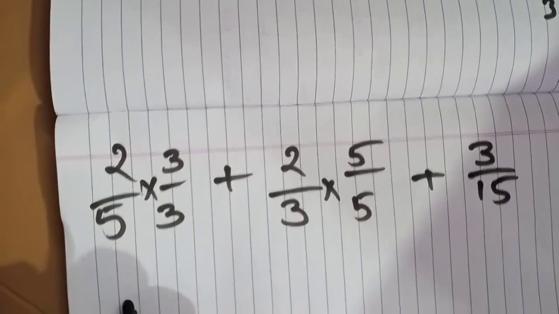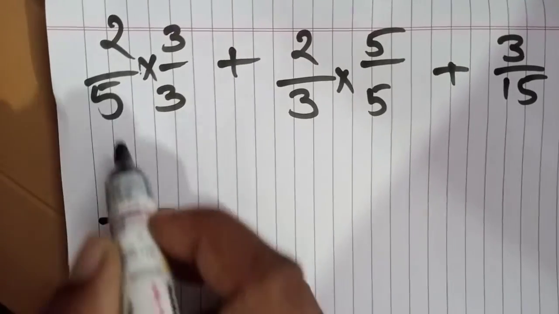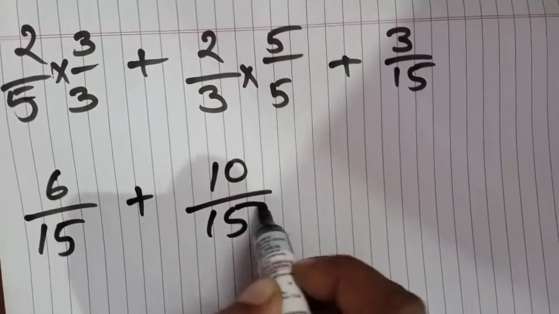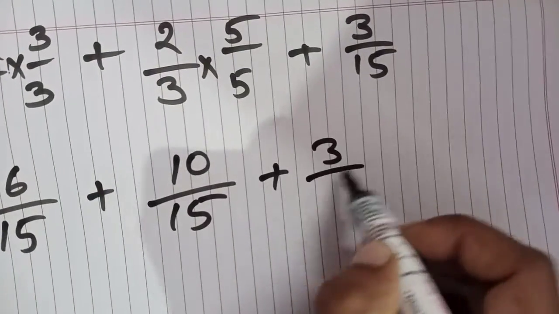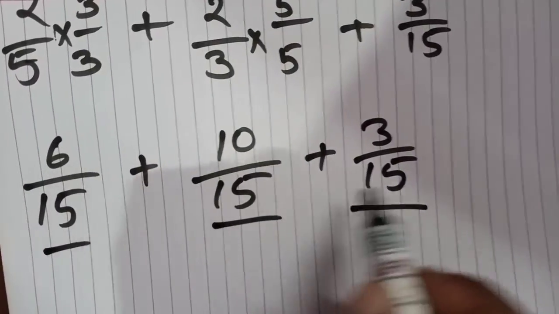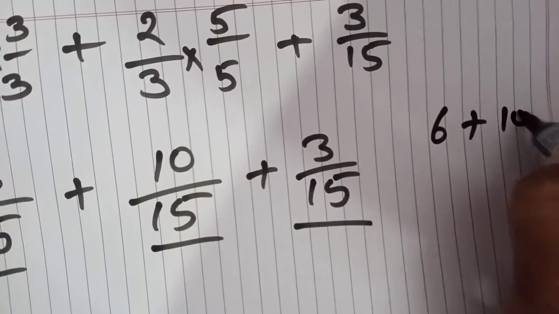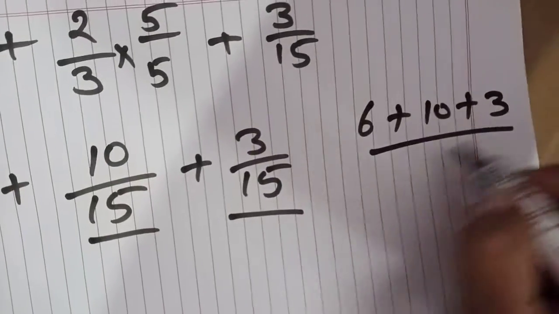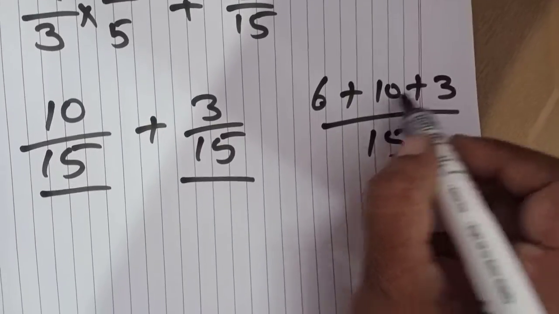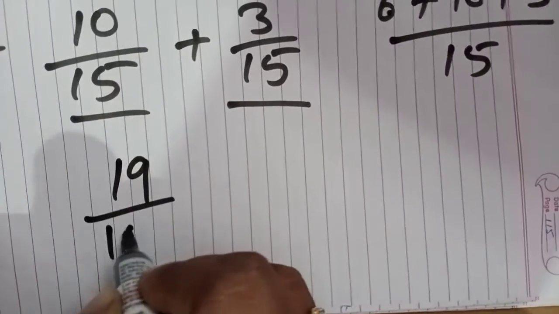Now let's see the operations. 2 3s are 6, which can be written as 6 upon 15, since 5 3s are 15. Plus 2 5s are 10, so 10 upon 15, and the third number is 3 upon 15. Since we now have a common denominator 15, we can simply add them: 6 plus 10 plus 3 upon 15. 10 plus 6 is 16, plus 3 is 19. That is 19 upon 15.